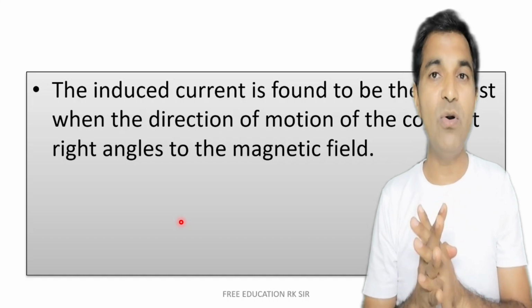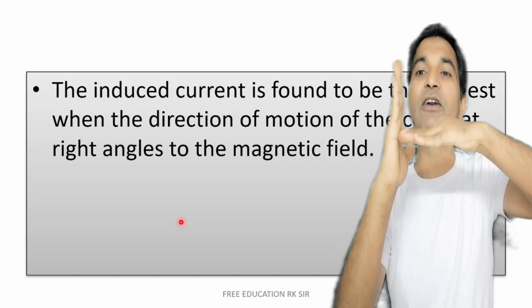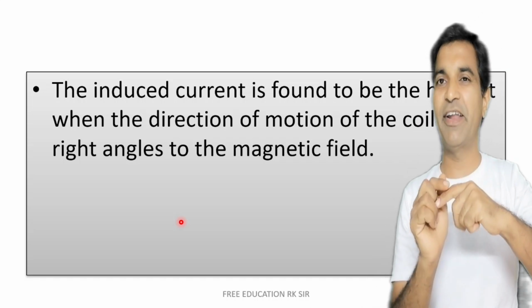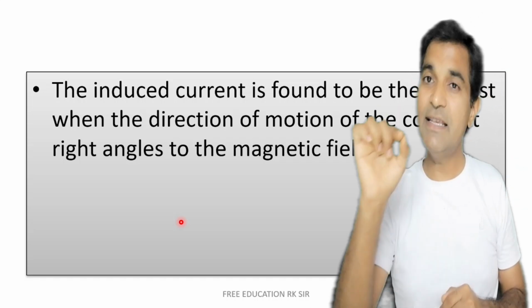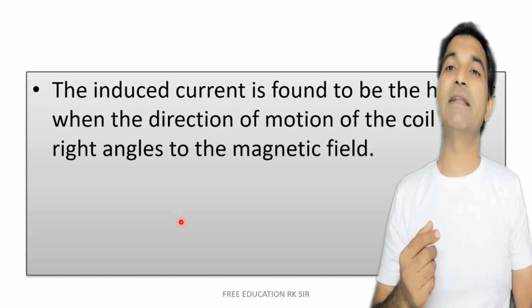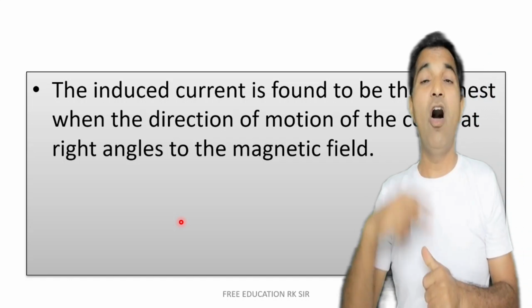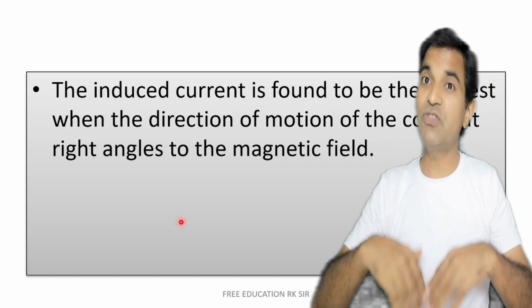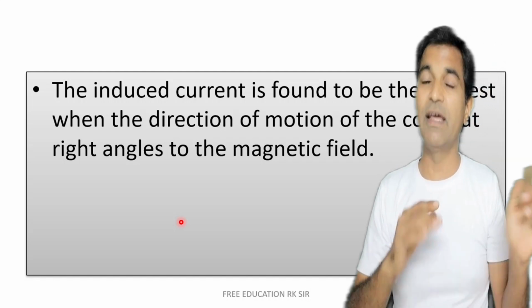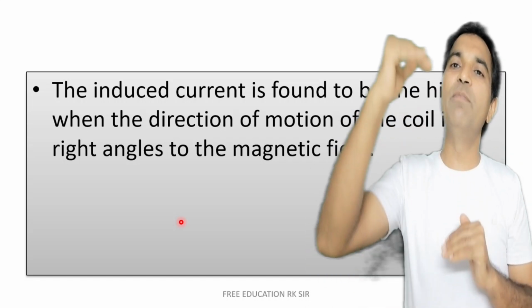So this induced current is found to be the highest when the direction of the motion of the coil is at right angle to the magnetic field. This was the third observation made by Michael Faraday. What did he say? That there is the induction, there is the generation of electricity in coil number 2 if there is a change in magnetic field in coil number 1. That was observation number 1. Observation number 2, if the rate of change of magnetism in coil number 1 is higher, then the current which is induced in coil number 2 will be higher.